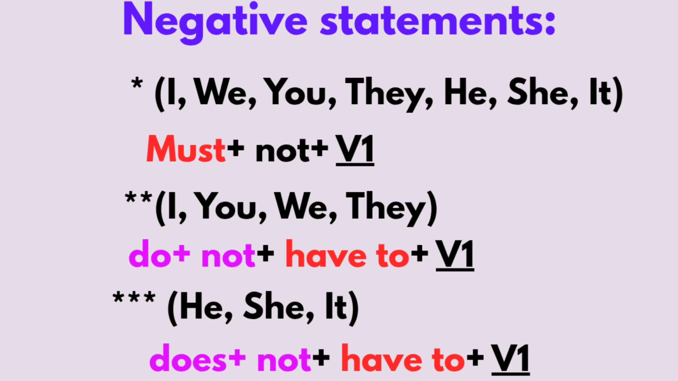When it comes to have to, we change the structure. For the subject pronouns I, you, we, they, we use do plus not plus have to plus V1. They don't have to do that. We don't have to do that. I don't have to do that. For the subject pronouns he, she, it, we use does plus not plus have to plus V1. He doesn't have to do that. She doesn't have to do that. It doesn't have to be like that. I hope it is clear.